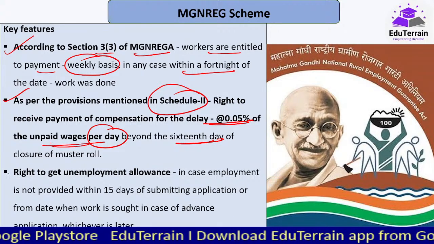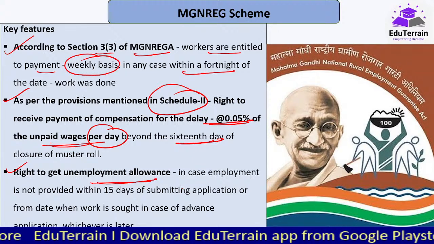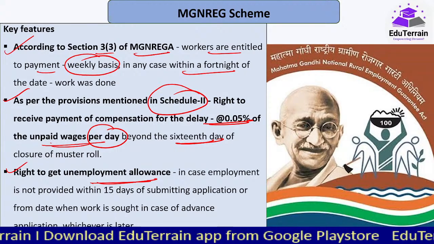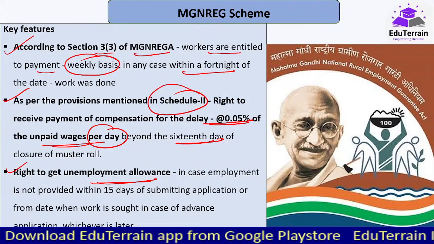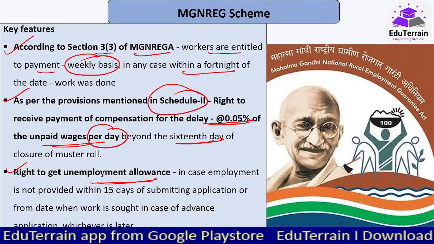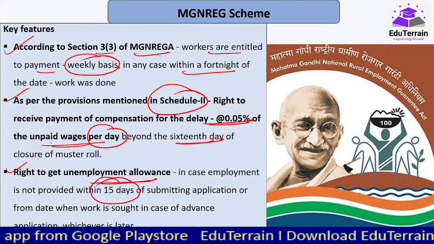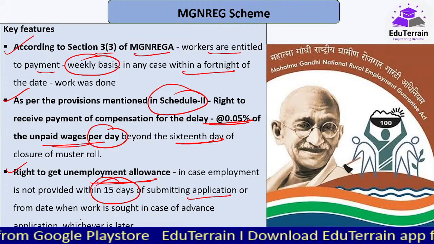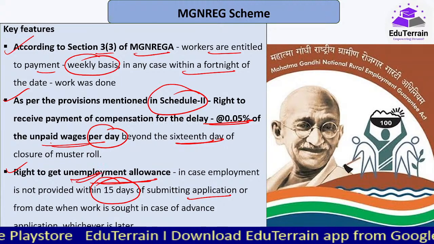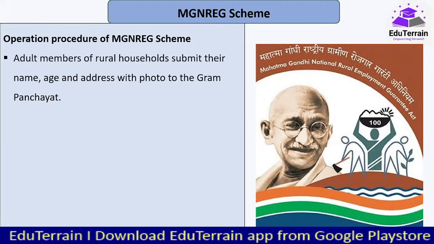And they will get unemployment allowance after submitting the application. See, after registration, the job card is received. After that, they have to submit an application seeking work under this program. If after submitting that, they are not able to be provided any work within 15 days post submission of the application, then they will be getting some unemployment allowance as well. See, this is what the operational procedure is.